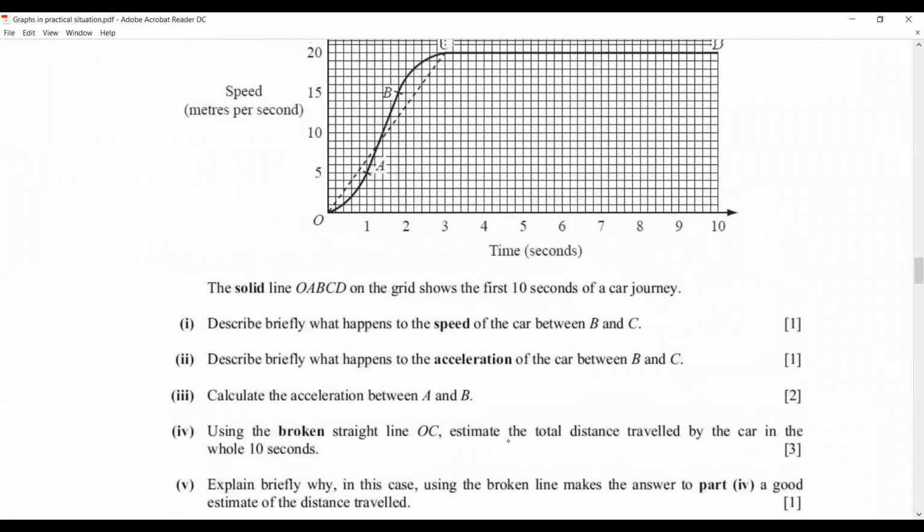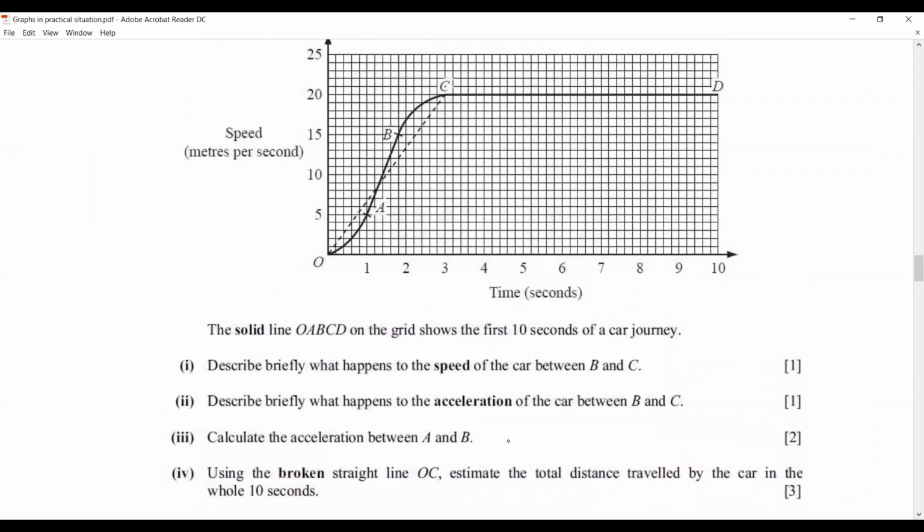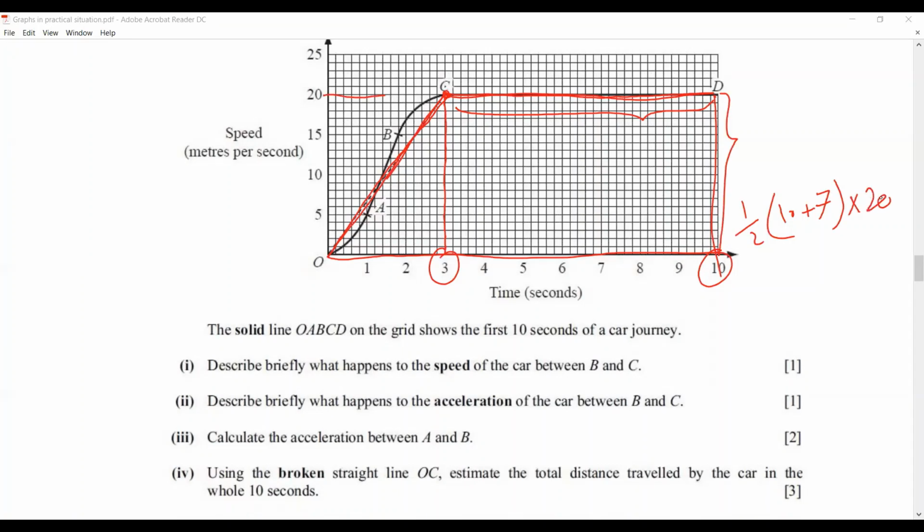Continuing with the next part: using the broken straight line OC, estimate the total distance traveled by the car in the whole 10 seconds. If we assume this is the path, we get a trapezium. So forget about the curve. It's a trapezium, and the distance is the area enclosed by this trapezium. So half of 10 plus, what is this one? C is right at 3. The difference between 10 and 3 is 7, times height, which is 20. So I get 10 times 17, which is 170 meters.